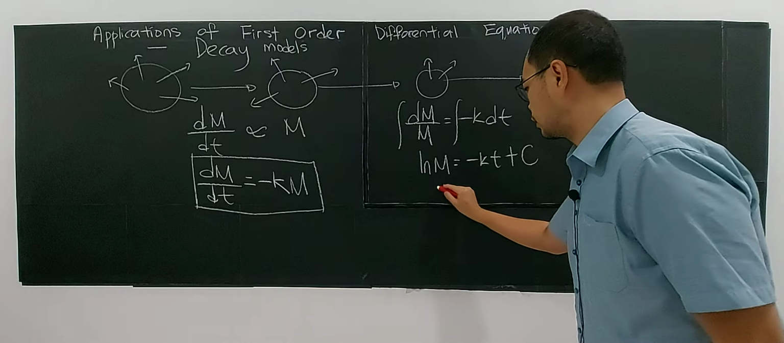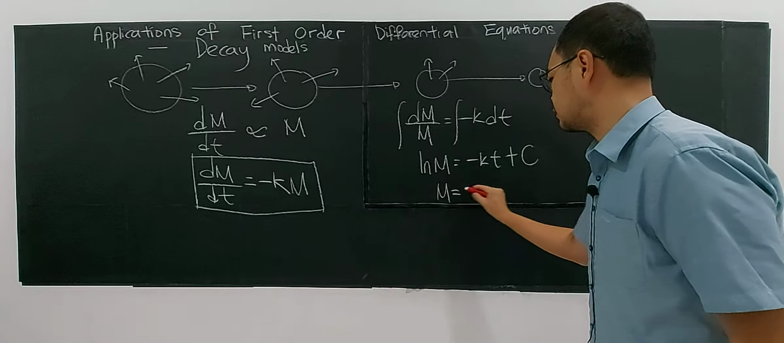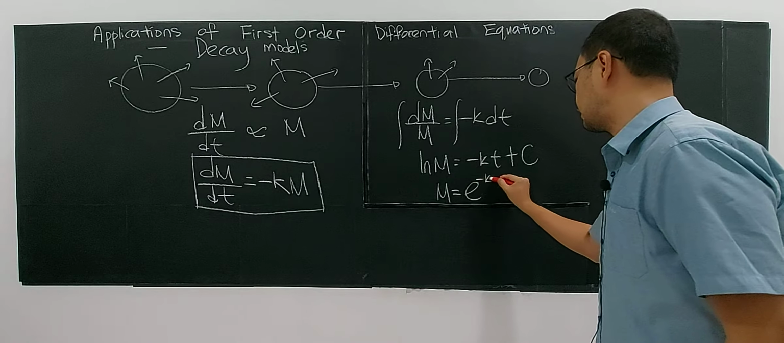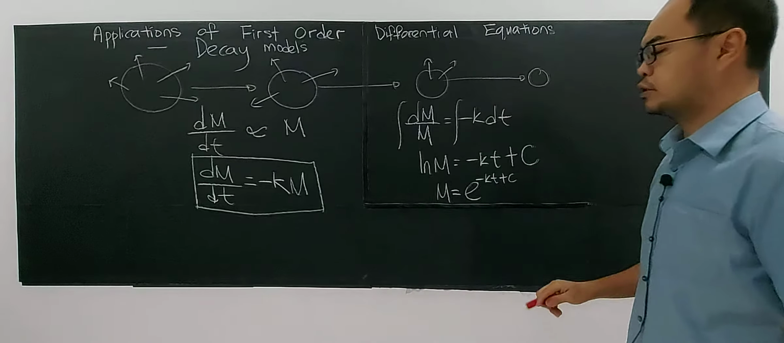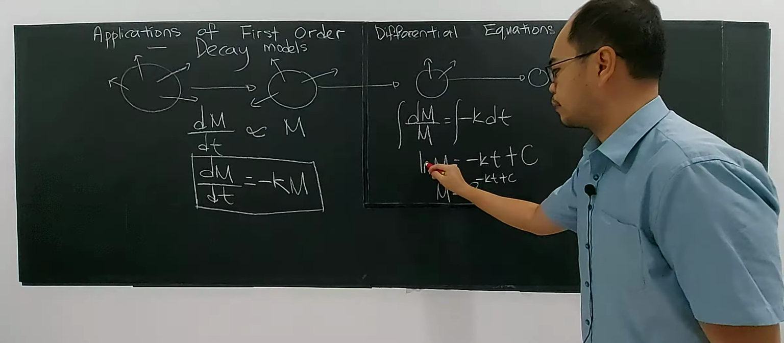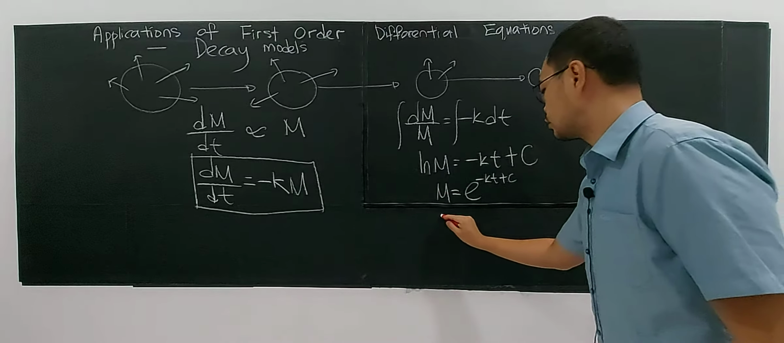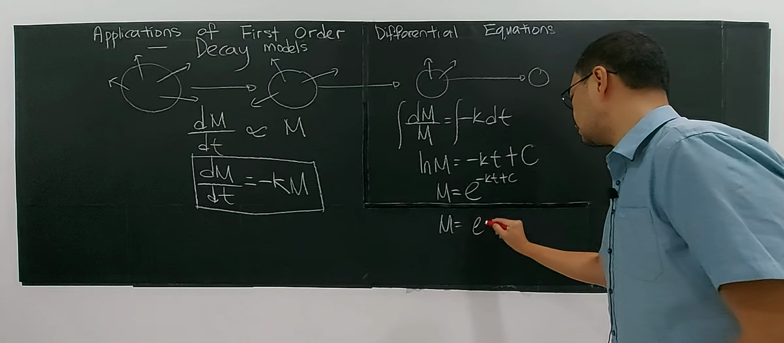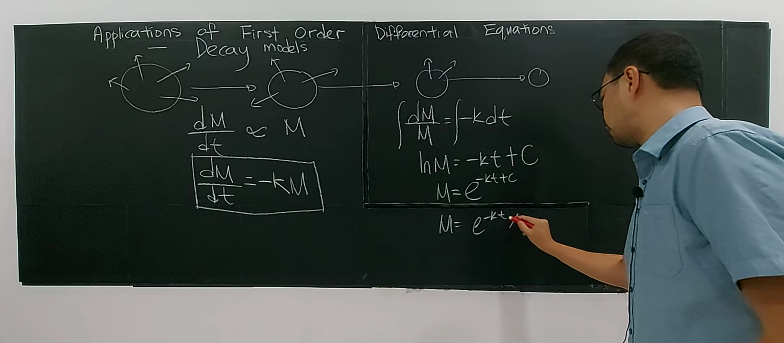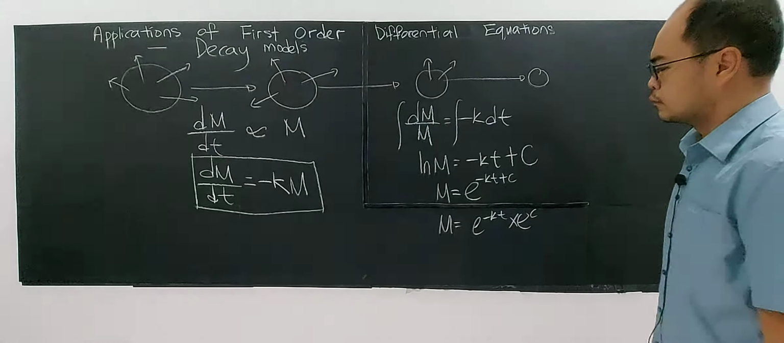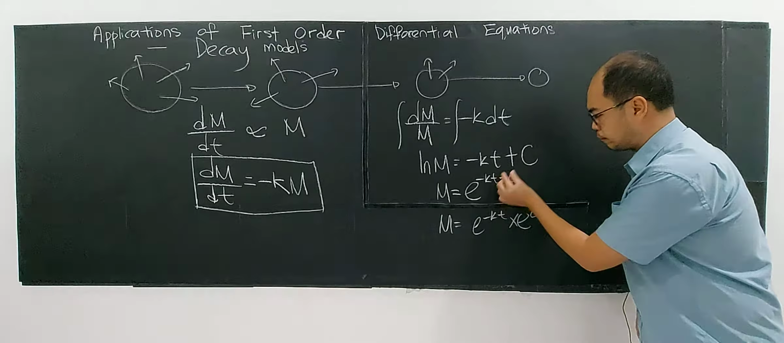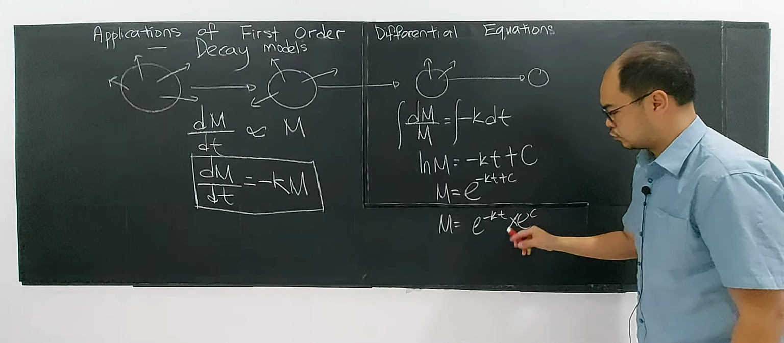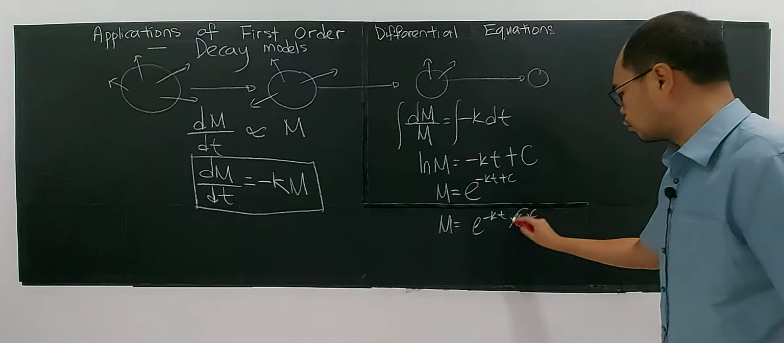So we derive the formula: m equals e to the power of negative kt plus c, because it's a log base e, so the e can go in there. We rewrite this as e to the negative kt multiplied by e to the power of c. It is multiplied because of the plus here, and this is also a constant.